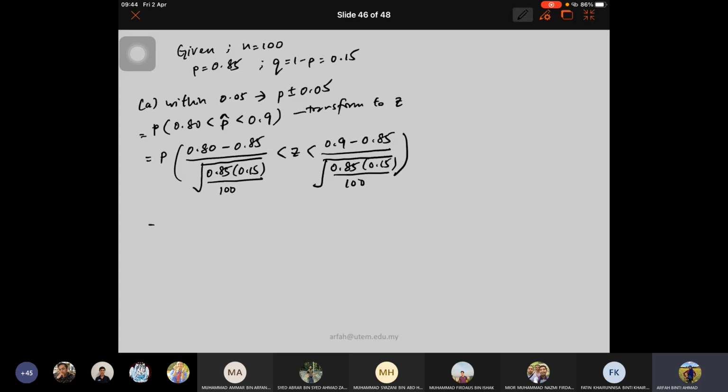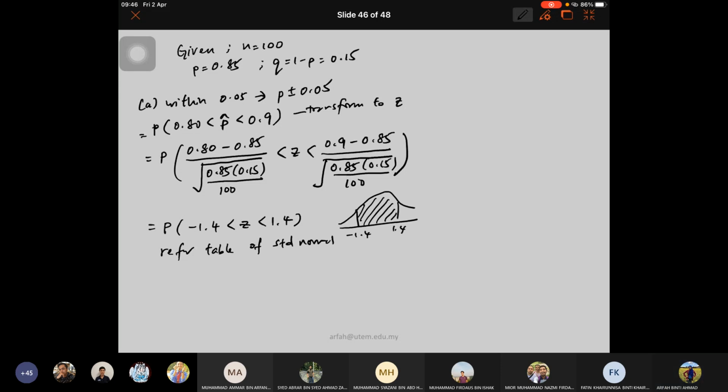Okay, so if you calculate, what do you get? This one, Z is between what and what? Negative 1.4 and also 1.4. So this one, look at the table of normal distribution. Refer to the table of standard normal. What will you get as the answer for this one?